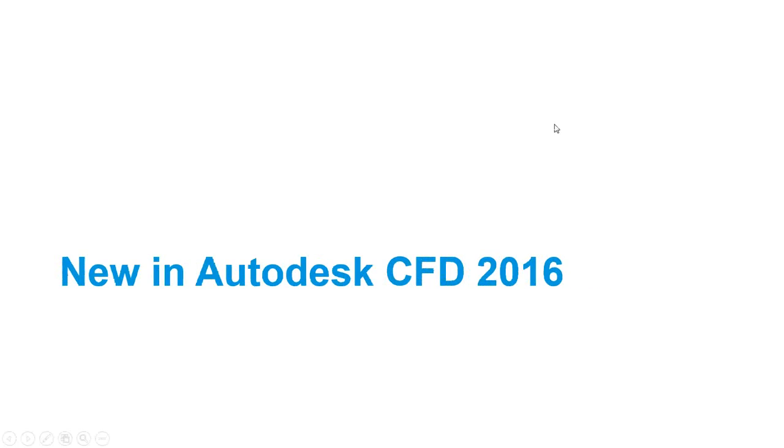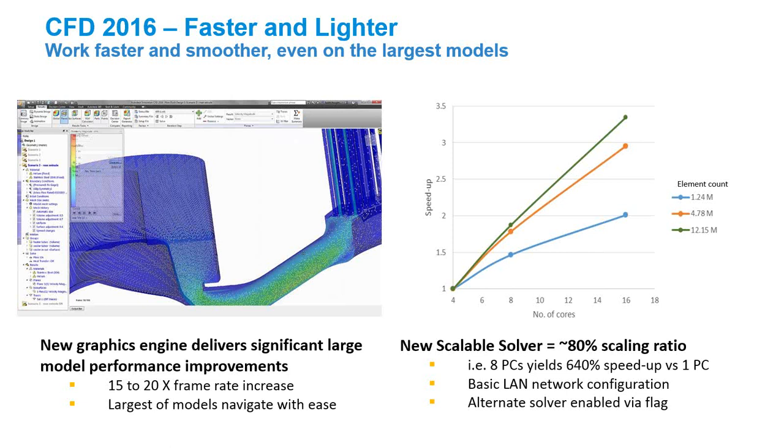So let me switch back here to my presentation. There's a couple things that are new with Autodesk CFD 2016. Other than the name, they switched it from Simulation CFD to just CFD. It's now faster and lighter. There's a new graphics engine that delivers significant improvements in visualization, as well as a scalable solver. So they put a couple different solvers in there to improve how you can do it. You also have the ability, depending on how your license structure is set up, to send it to a solving server.